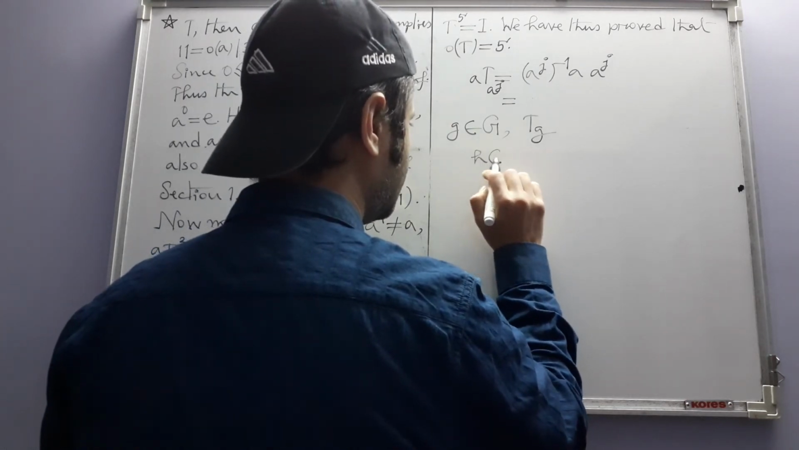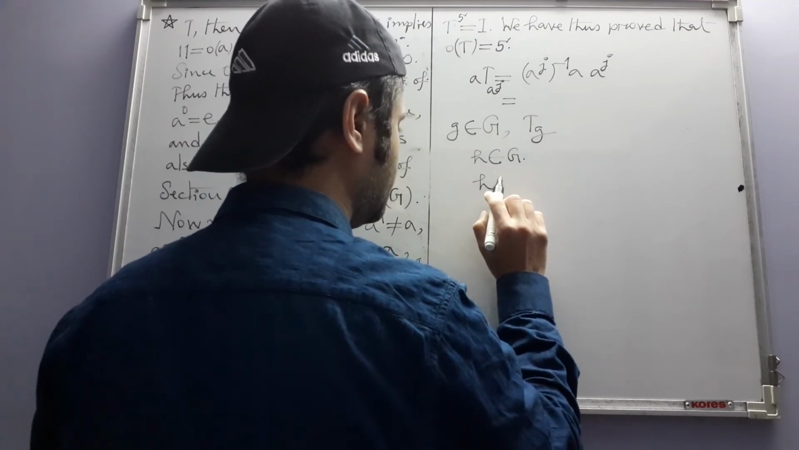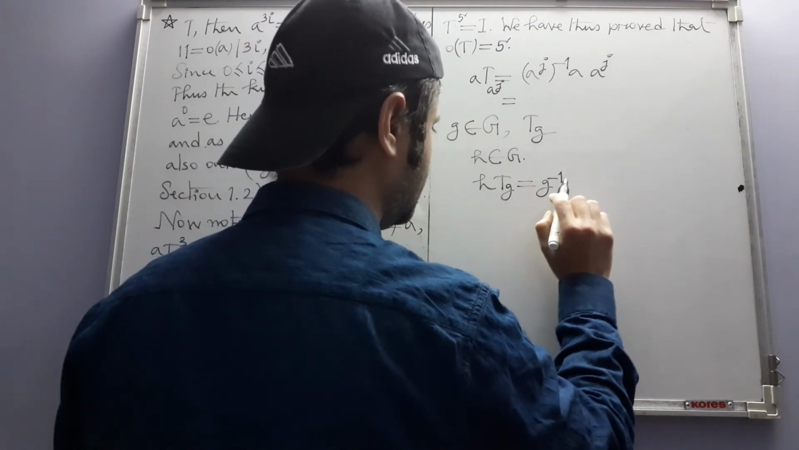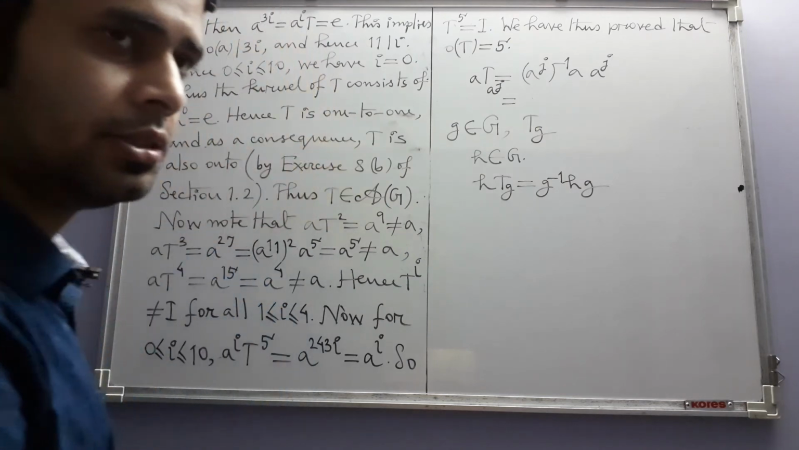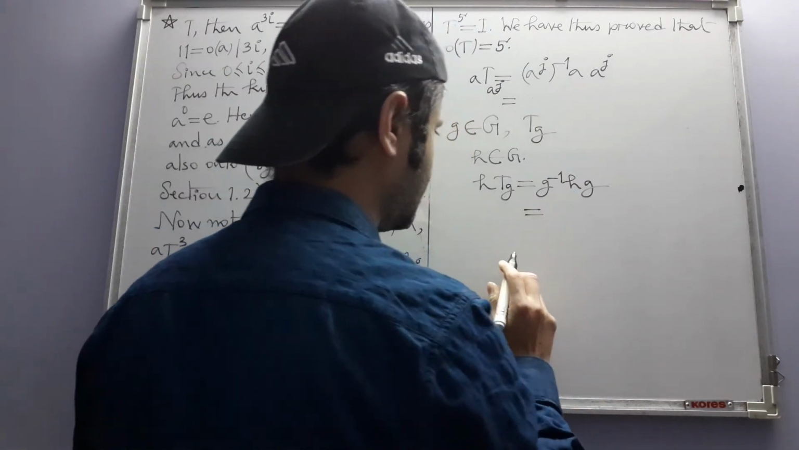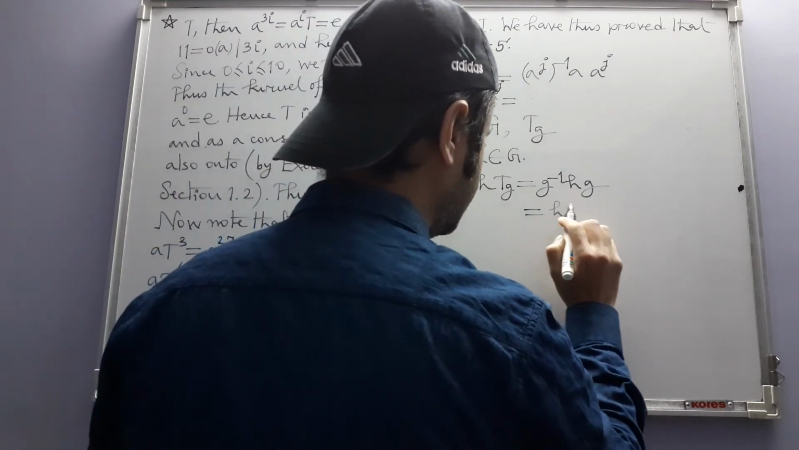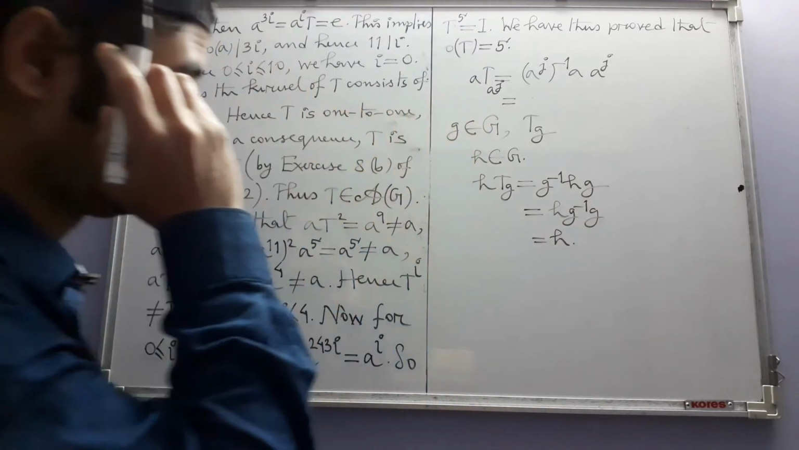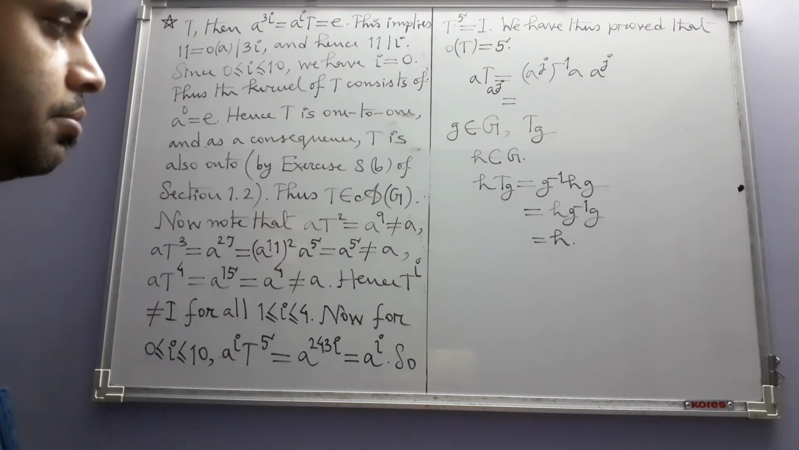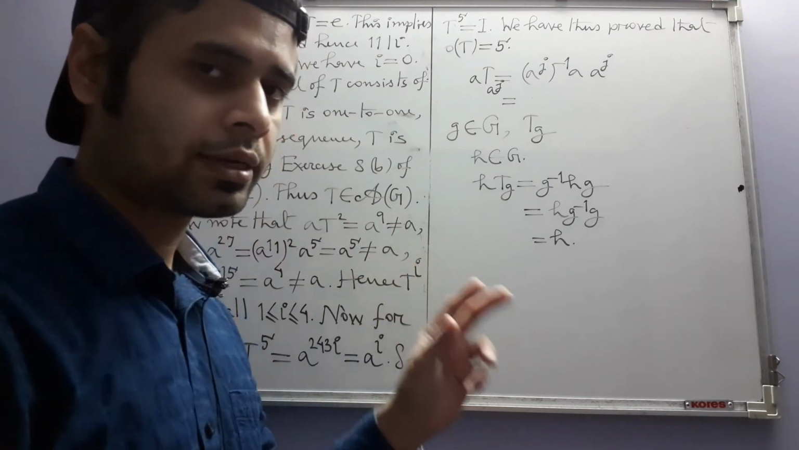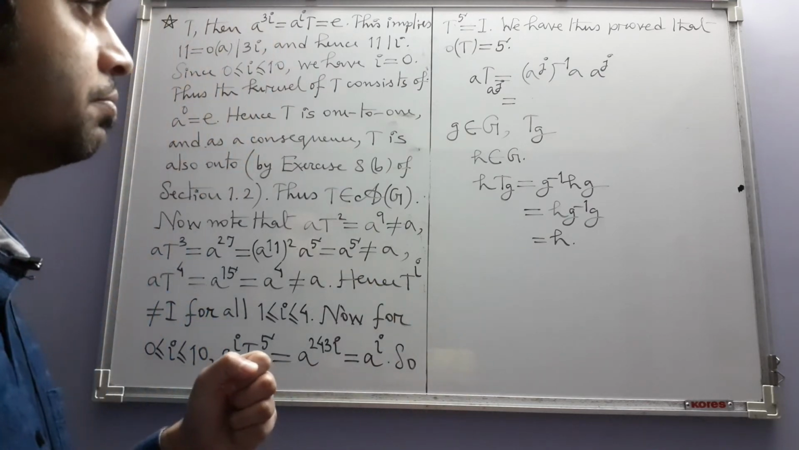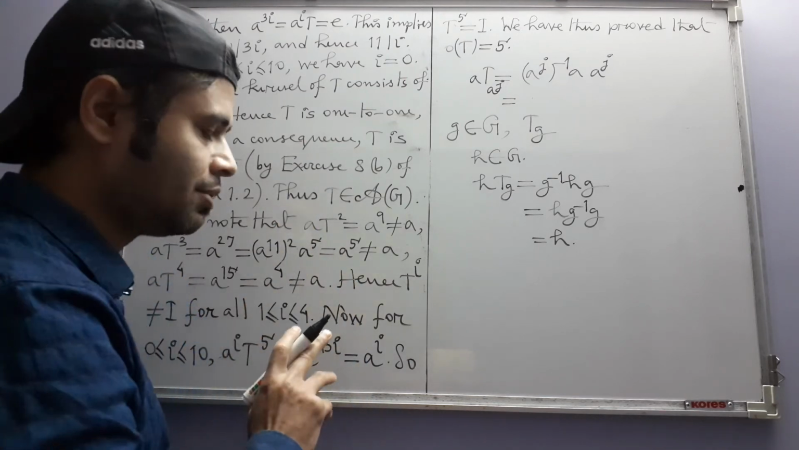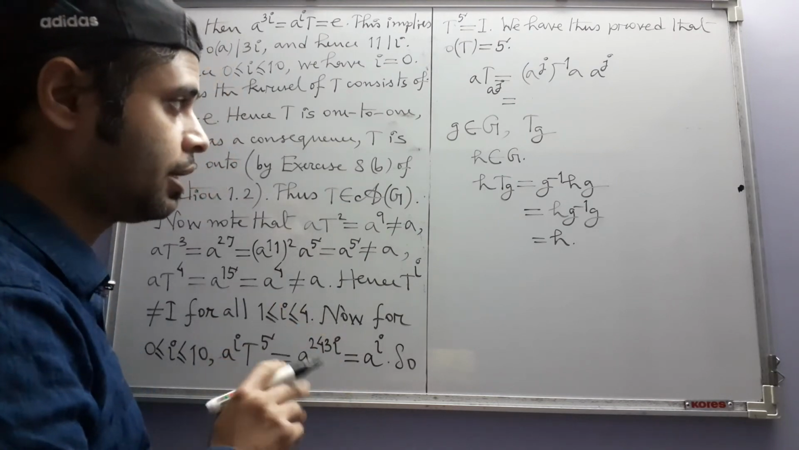Then for any element h in G, what is the image of h under T_g? It is g inverse h g by the definition of T_g. But our group is abelian, so h and g inverse will commute and we will get h. So you see that in an abelian group, any inner automorphism is actually the identity automorphism. Because our group is abelian and the automorphism we have defined is not the identity automorphism, it cannot be an inner automorphism.